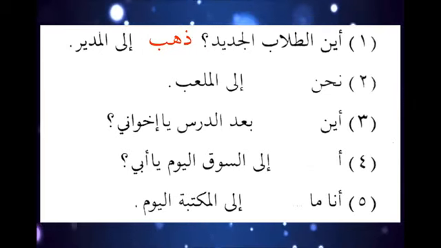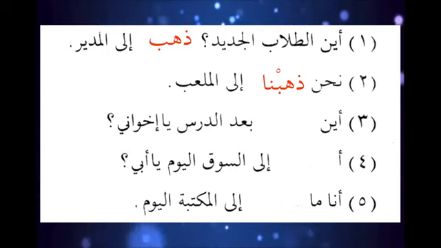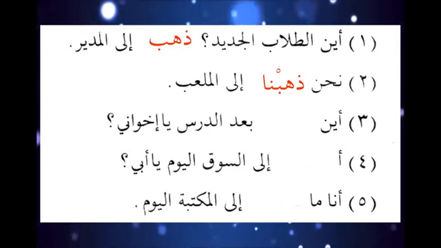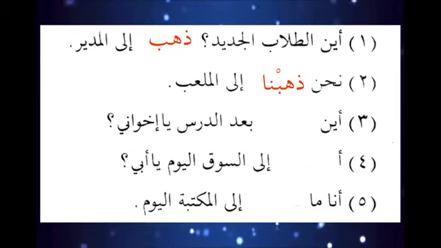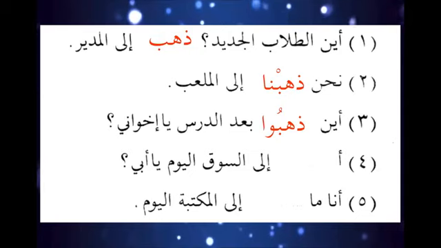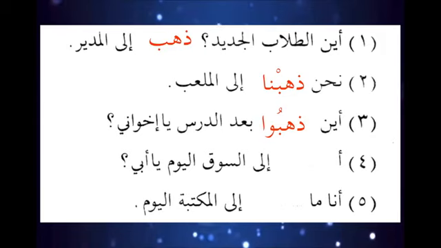Dhahabu ila mudiri. Nahnu dhahabna, nahnu dhahabna ila malabi. So we went to the playground. Aina, so we have to use a fa'il for ba'da dars ya ikhwani. See, ya means harfu nida, it is in front of you. So ikhwani is brothers, plural male, so it is aina dhahabtum. Again there's a typo error here, it is dhahabtum because it is the second person in front of you, because it is harfu nida.